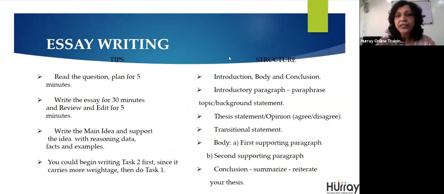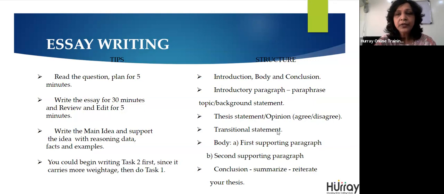Here's the structure of the essay. You have the introduction paragraph, 2 body paragraphs or 3 body paragraphs, and conclusion paragraph. In the introduction paragraph, you could start off with paraphrasing the topic or give a background statement. Say something general about the topic in your own words in 2 sentences. Then give the thesis statement. This means to give your opinion. Say whether you agree or disagree. Then give a transitional statement.